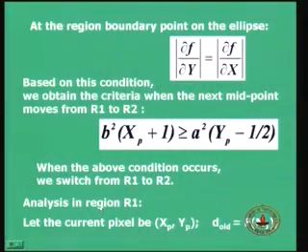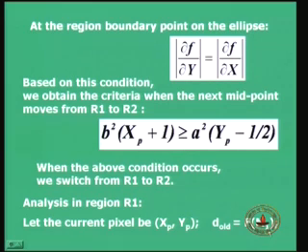D new will have to be evaluated, D at the next point, whether it is east and southeast or south and southeast, we can all work out. So let us look at this slide. Analysis in region R1 involves that, let the current pixel be xp, yp, and d old is a function of f at the next midpoint.